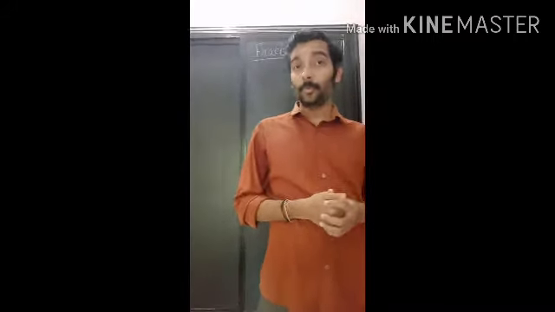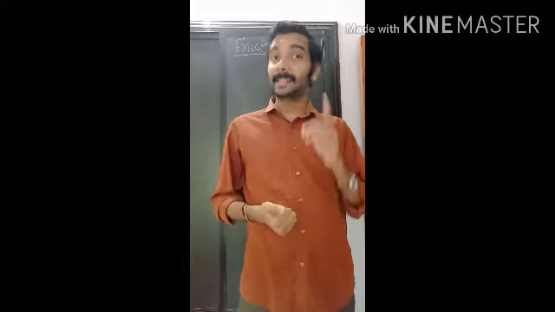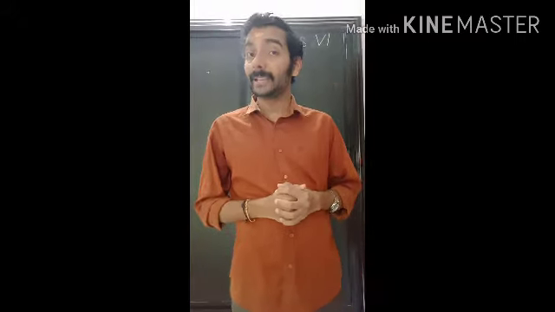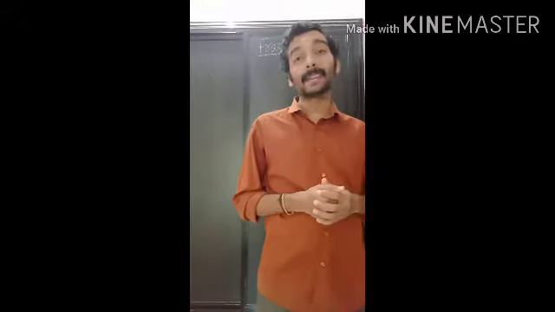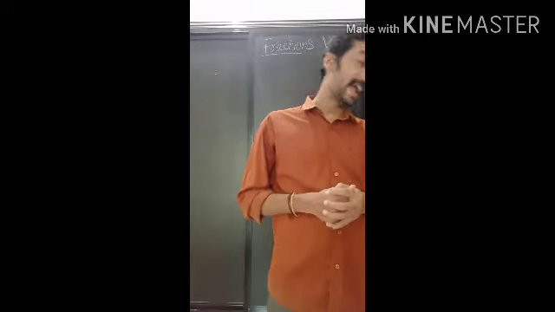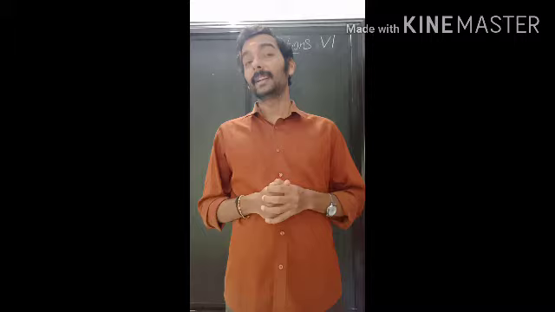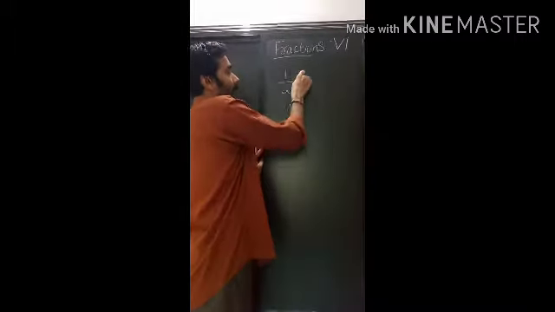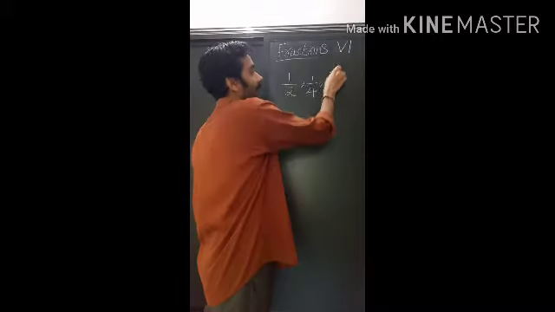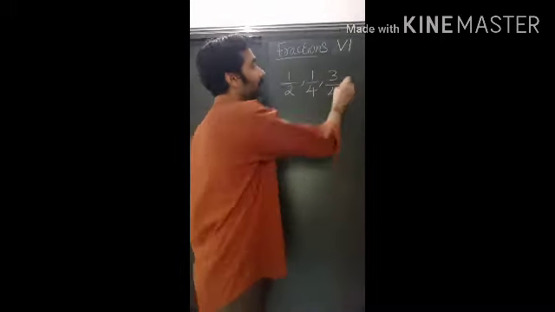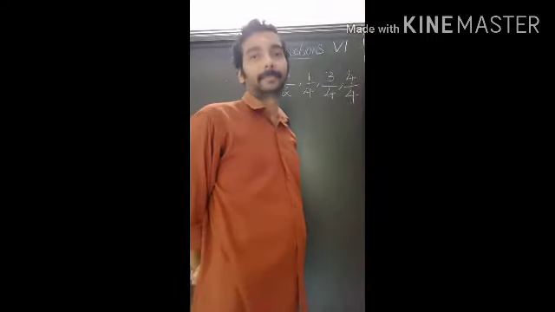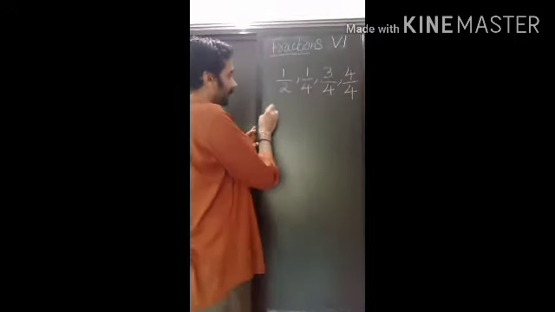Then exercise 7.2. Open your textbook. First question: draw a number line and locate the points on it. The points are 1 by 2, 1 by 4, 3 by 4, and 4 by 4. Okay, very important.